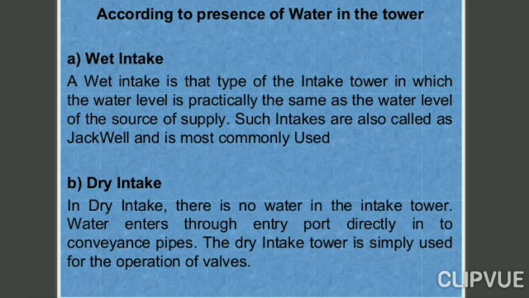A wet intake is that type of intake tower in which the water level is practically the same as the water level of the source of supply. Such intakes are also called jack wells and are most commonly used. Dry intake: in a dry intake there is no water in the intake tower. Water enters through an entry port directly into conveyance pipes. The dry intake tower is simply used for the operation of valves.